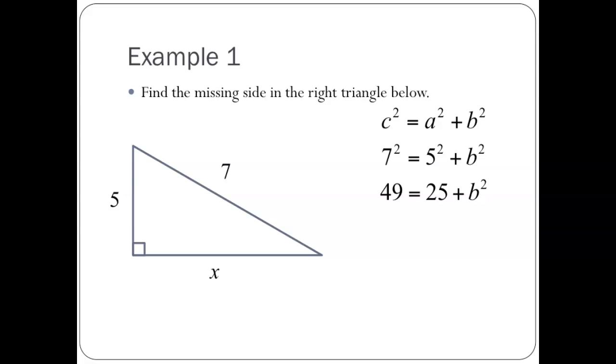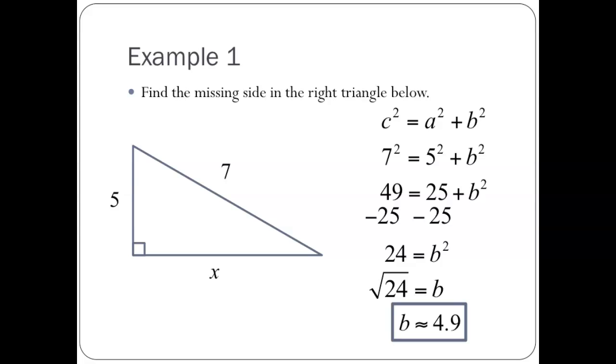Alright, so 49 equals 25 plus b squared. Subtract 25 from both sides, and we get b squared is equal to 24. Now we have to take the square root of both sides, and we get that b is about 4.9. It should be just under 5, since we know that the square root of 25 is equal to 5.